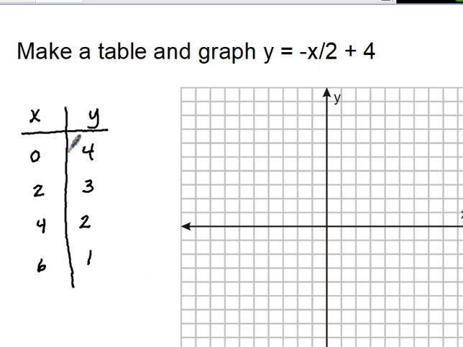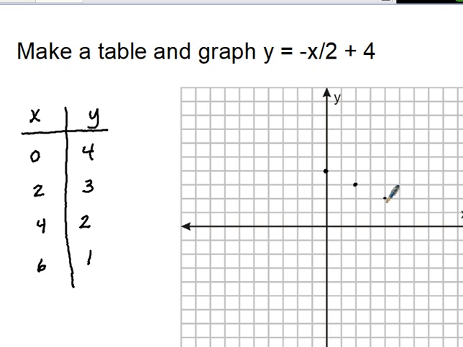I'm going to begin by graphing the point 0, 4. Starting at the origin, we move left or right 0, and we move up 4, graphing our first point. The next point, 2, 3. Again, we start at the origin. We move 2 to the right, and up 3. The next one is 4, 2. So we're going to begin at the origin again. We're going to move 4 to the right, and we're going to go up 2.